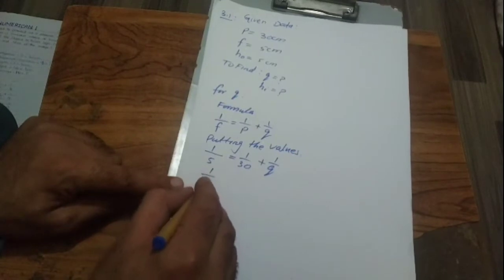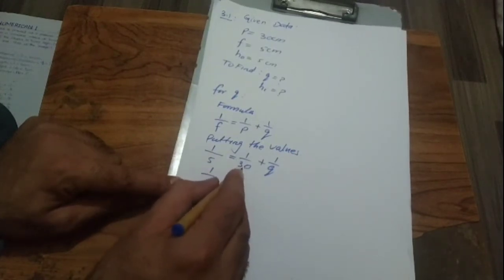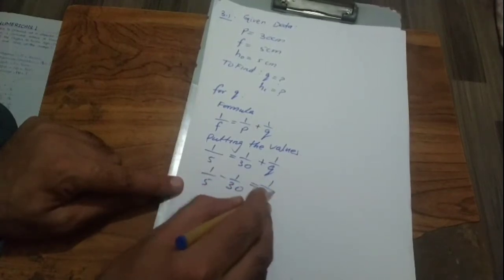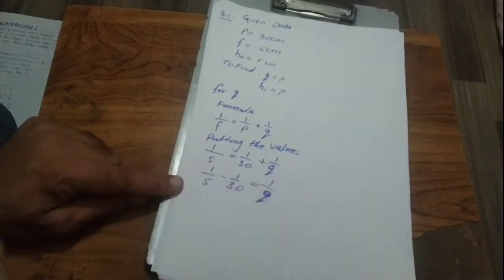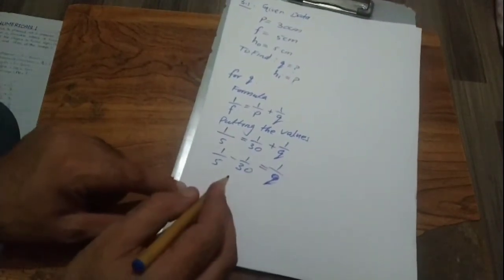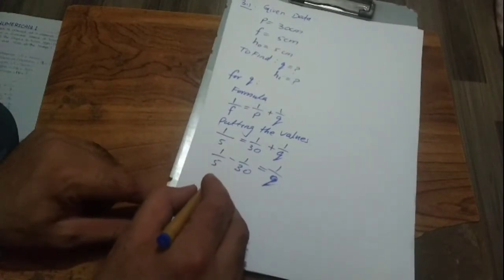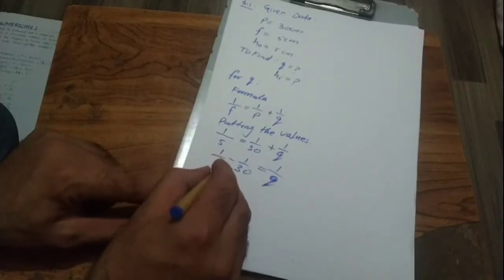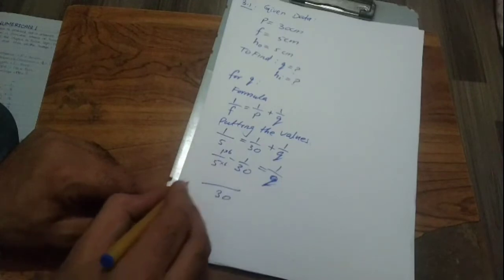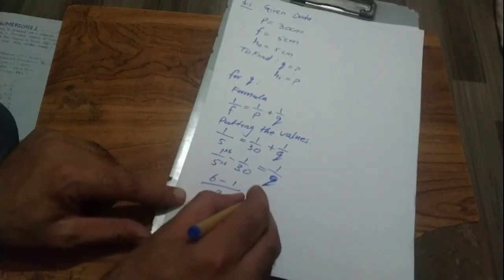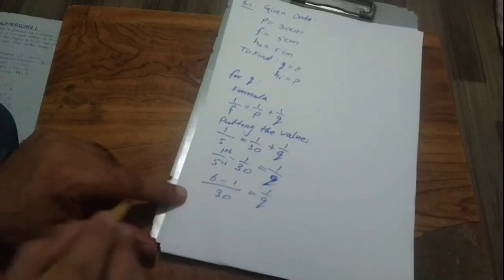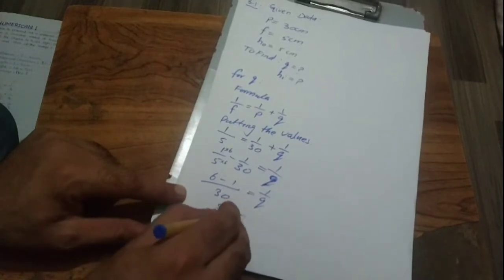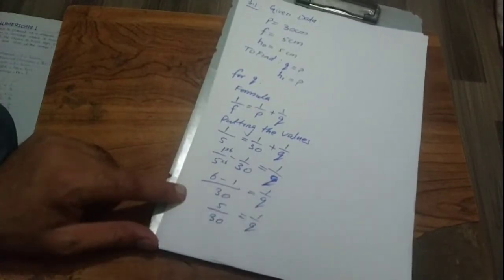So next step, we will take 1 over 30 to the left hand side, so it becomes minus, and we are supposed to find q. I am writing it as it is. I hope this is clear. So now we will be taking LCM. When we take LCM, what will happen? 30 will be the LCM. So we multiply 6 over here and we multiply 6 over here. So it becomes 6 minus 1 is equal to 1 over q. When we subtract 1 from 6, it becomes 5 over 30 is equal to 1 over q.